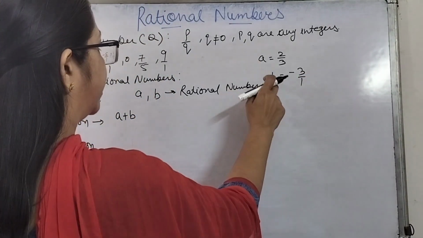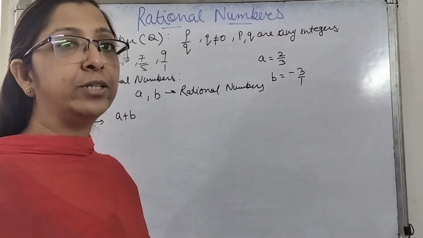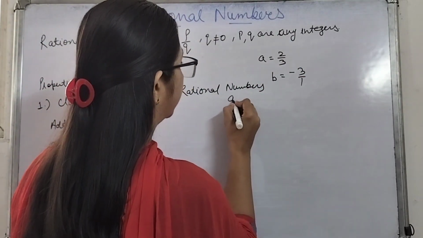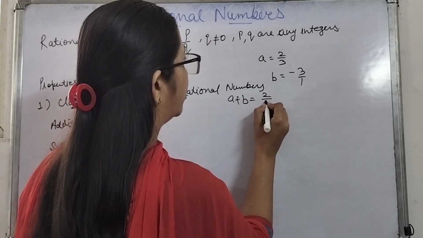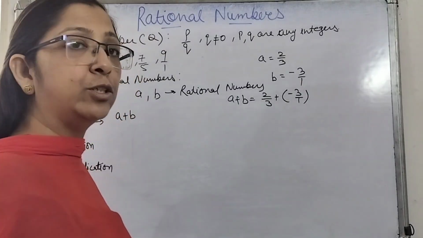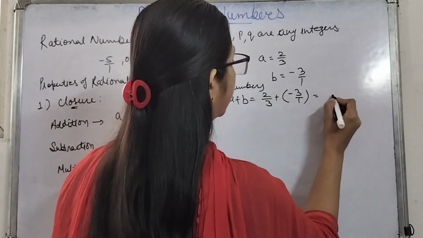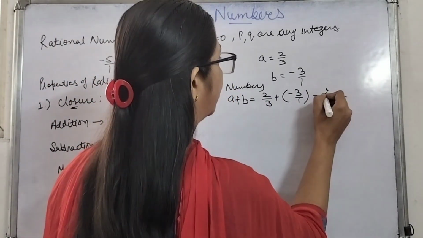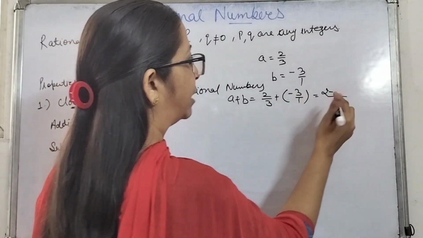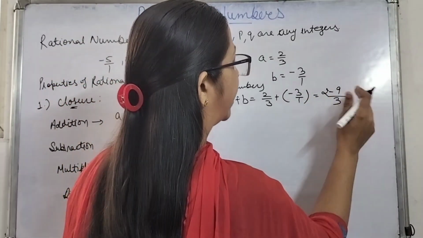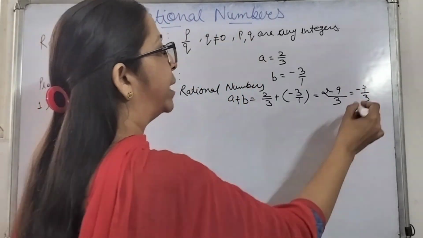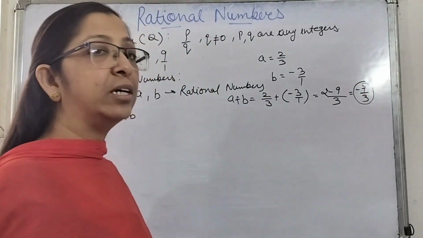So if we have taken A and B any two rational numbers, then the sum of these two rational numbers will be A plus B. A plus B will be 2 upon 3 plus minus 3 upon 1. We have added both the rational numbers. So the LCM will be 3. It is 2 minus 1 multiplied by 3, and 3 multiplied by 3 will be 9. 2 minus 9 will be minus 7 upon 3. And minus 7 upon 3 is also a rational number.